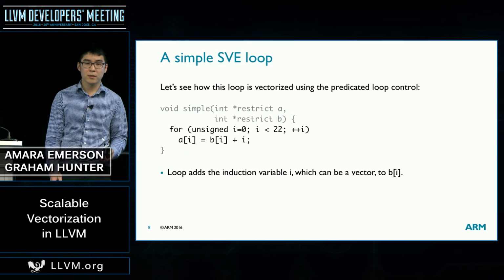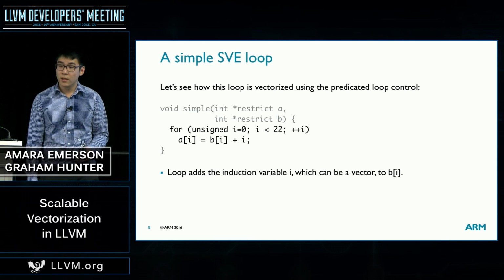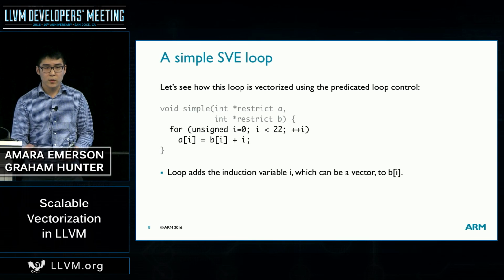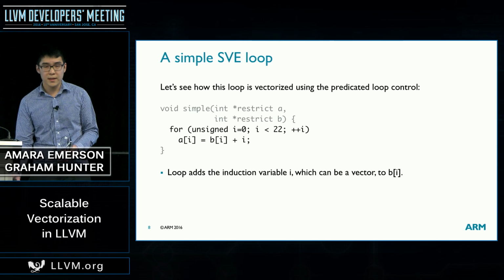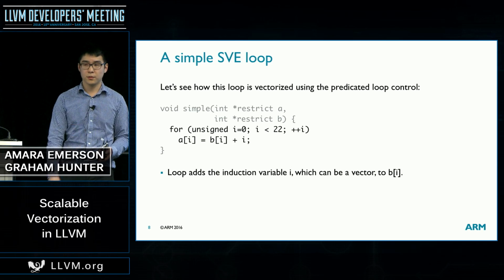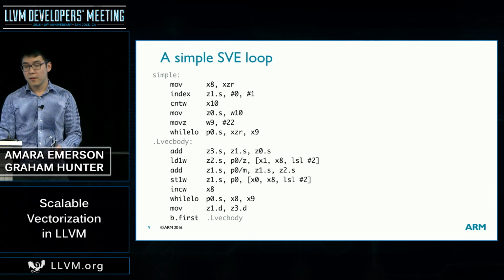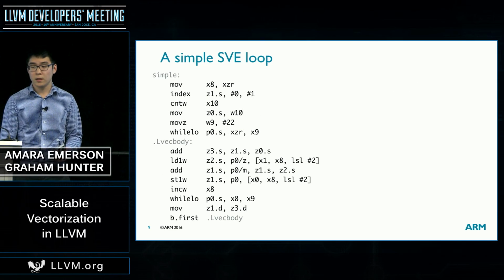Now, let's look at a simple SVE example. We've got some simple C code here, and this is a loop that goes from 0 to 22. All we're doing is loading from an array B, adding the induction variable and storing it to another array A. Now, let's have a look at what SVE code generation for this might look like.